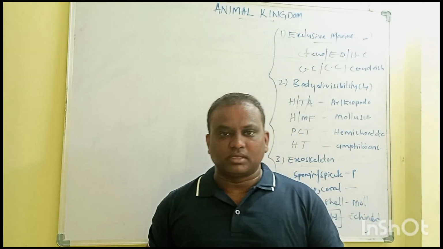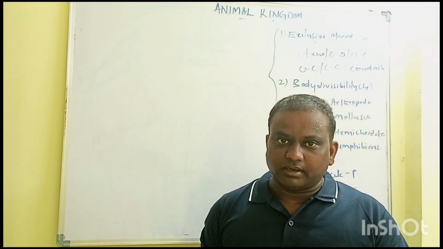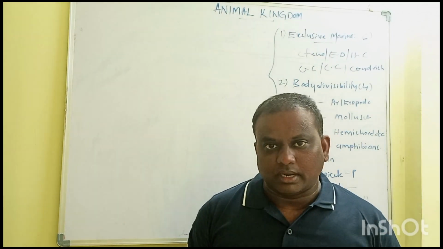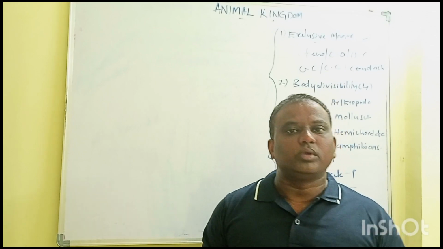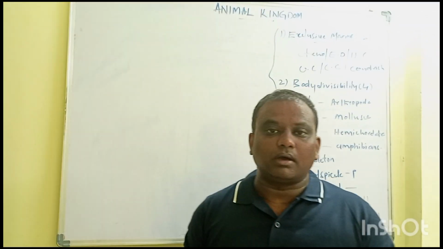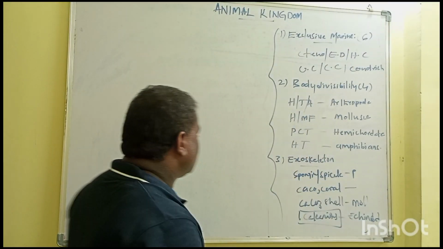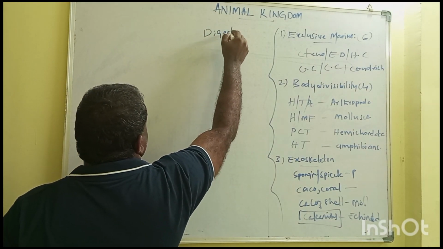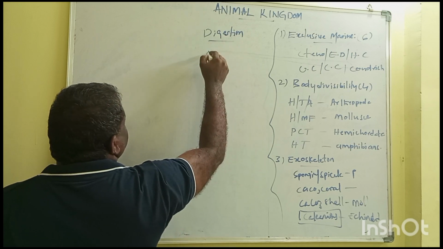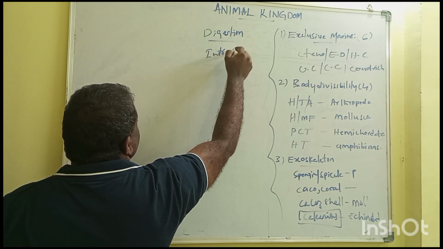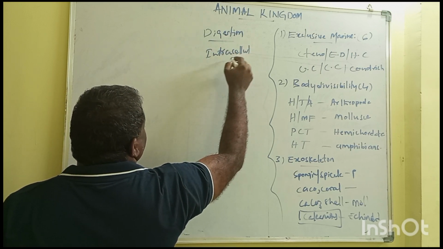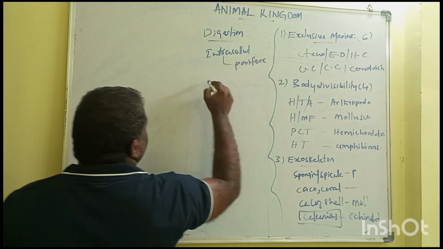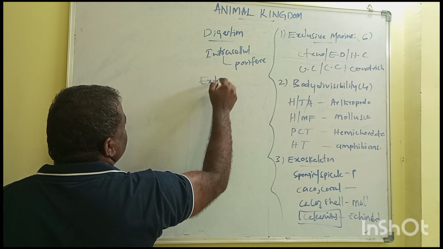Intracellular digestion we can see in the porifera, and extracellular digestion from platyhelminthes to all chordates, and there are two groups of animals where we can see both intracellular and extracellular. So when it comes to the digestion part, there is intracellular digestion and there is extracellular digestion.